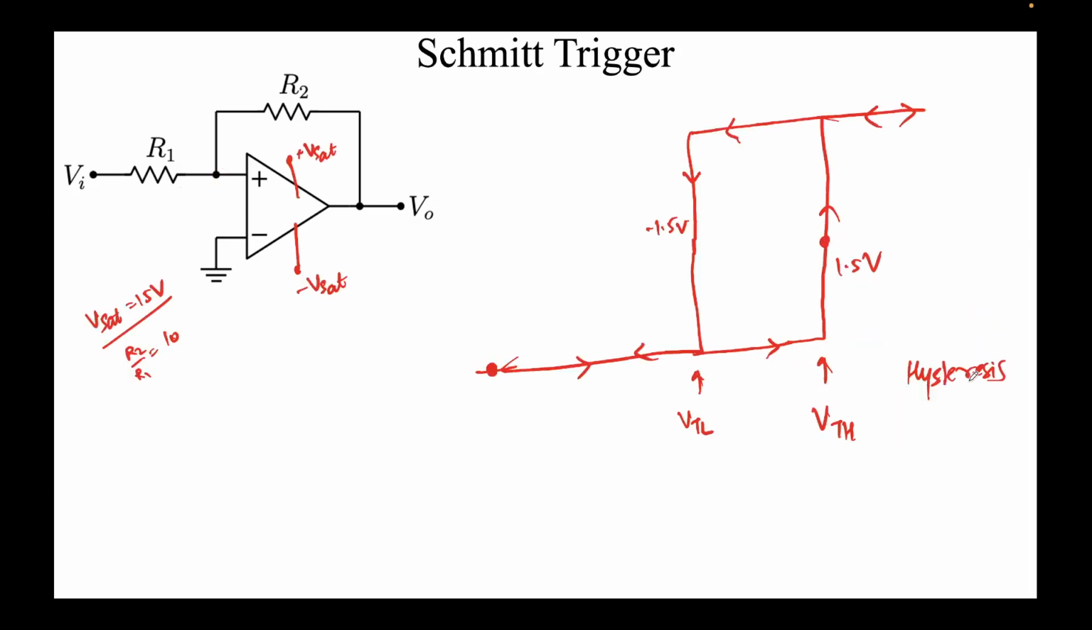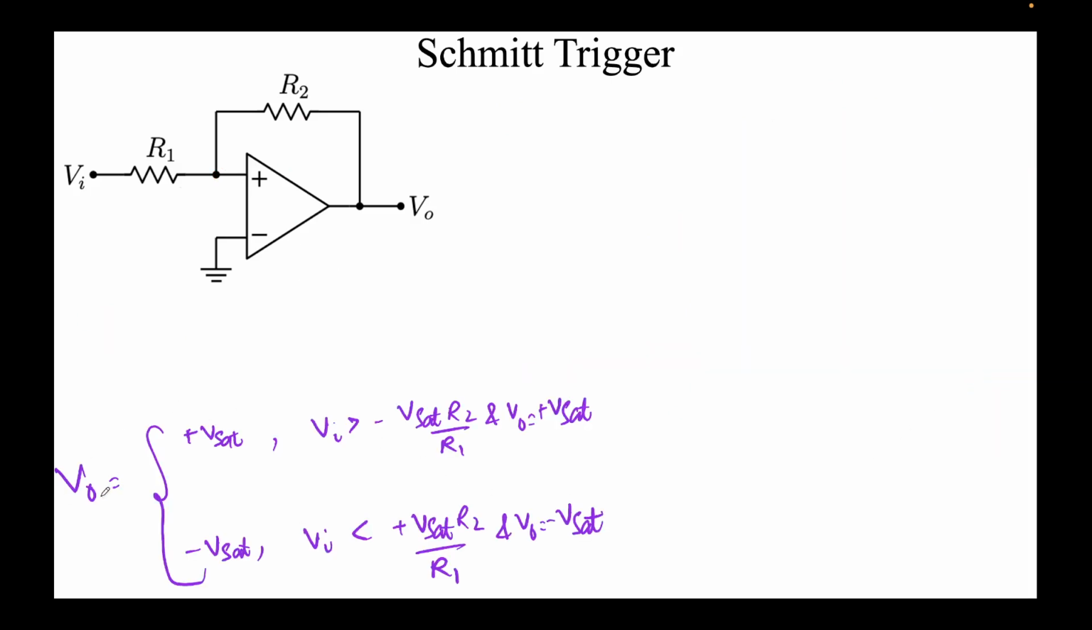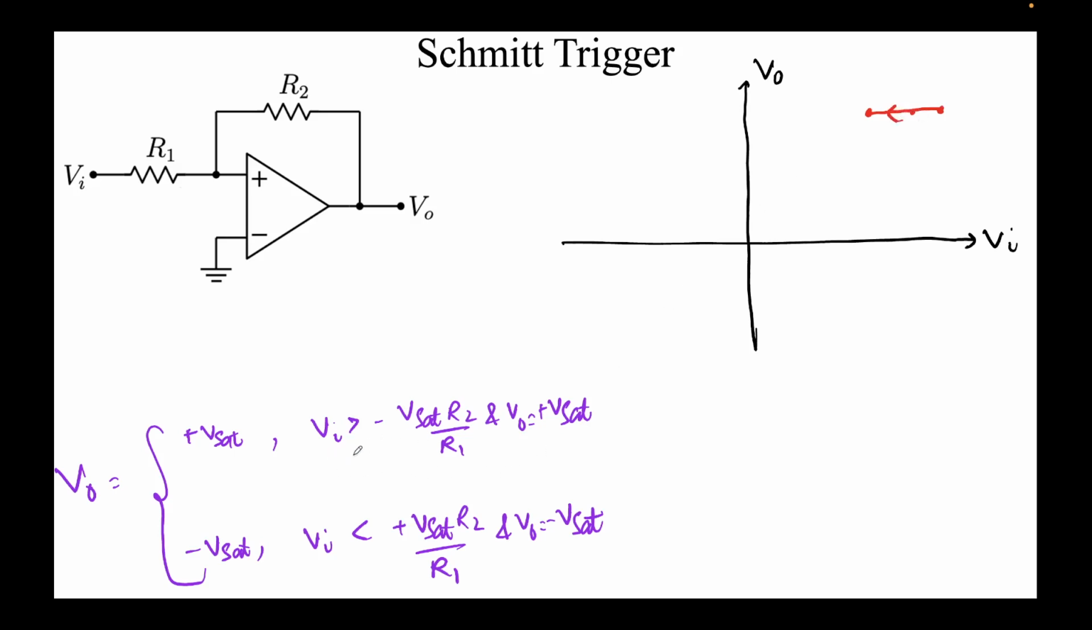Okay, let me remove this. This is the result that we have obtained. Remember, we started with very high Vin, and the output was Vsat, and we slowly reduced Vin. So for very high Vin, we saw that the output is plus Vsat, like somewhere over here. These are some data points, and I'm slowly reducing the value of Vin, till Vin remains greater than this value. Let's put some numbers. Let's say this is plus 15 Vsat and this is minus 15. And let's say R2 upon R1 equals, sorry, not 10 but 0.1.